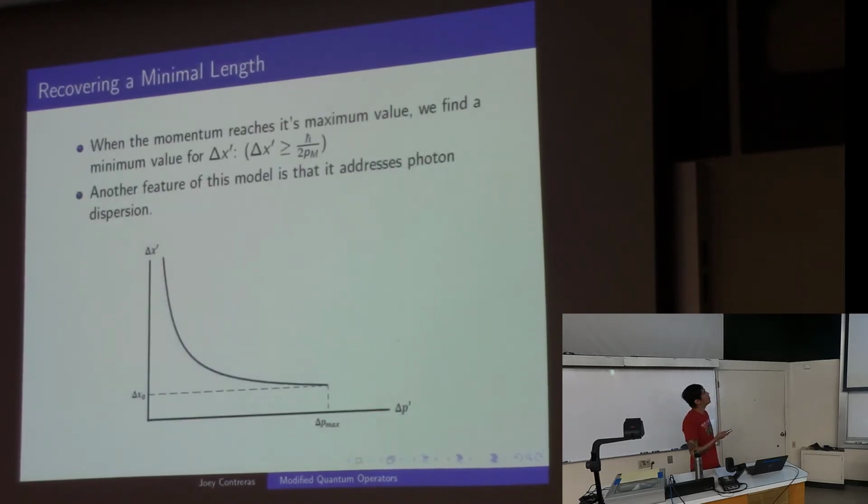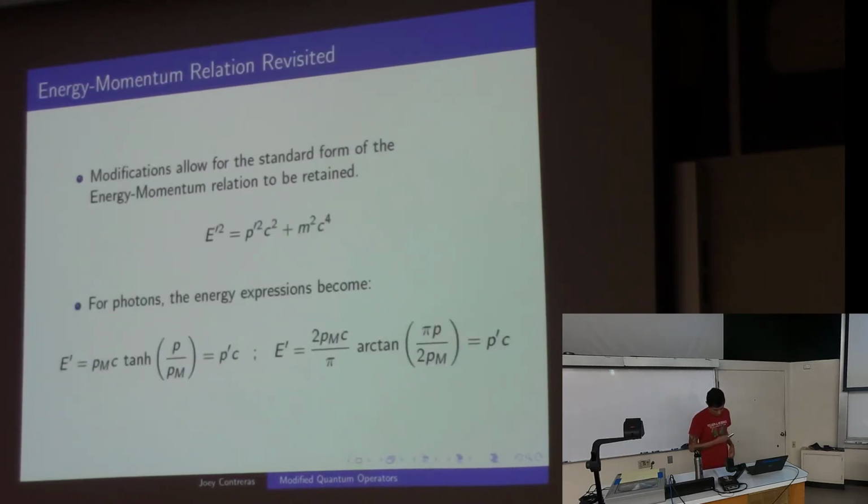Moving on. Okay, recovering a minimal length. So, when the momentum reaches its maximum value, we do find a minimum value for the uncertainty in position, according to this relationship here. And graphically, this is how it looks. So, we get an uncertainty relation, that's great. We don't get the cute little curve that the black hole thing had, unfortunately, but that's okay because this model does some other things for us, even though it might fall short, so to speak, in others. And one of those things is that this model will actually address photon dispersion. And so let's go ahead and get into that.